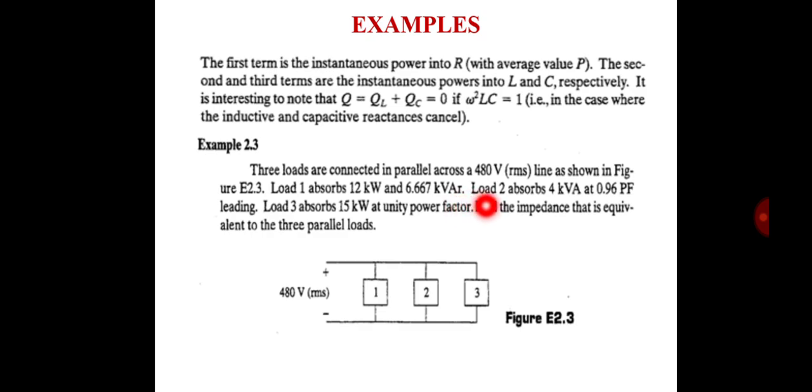Okay, and load 2 absorbs 4 kVA at 0.96 power factor. That means here, 4 kVA is the apparent power with angle from the 0.96 power factor. That means load 2 is given in polar form. Here is rectangular form, here is polar form. And the third absorbs 15 kilowatt at unity power factor. Kilowatt means active power, an active load. So here the 3 loads are given in different forms.